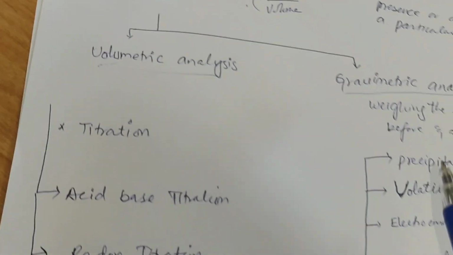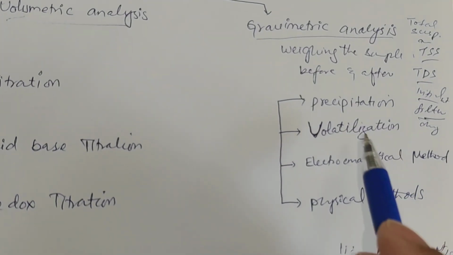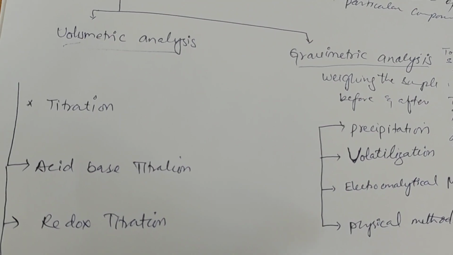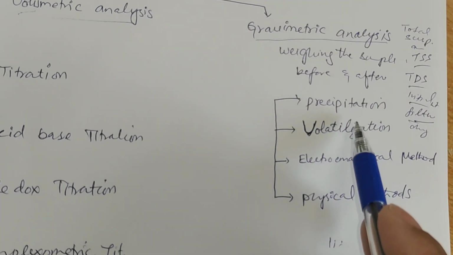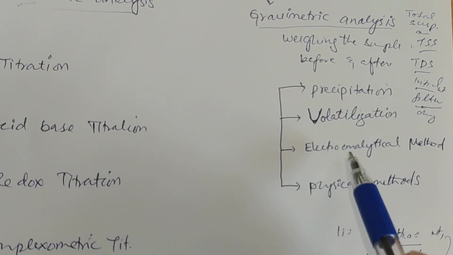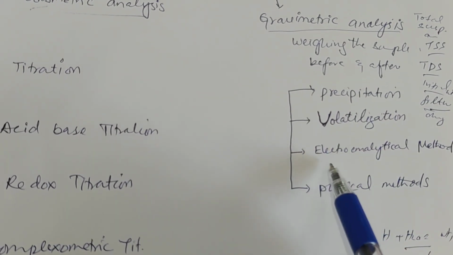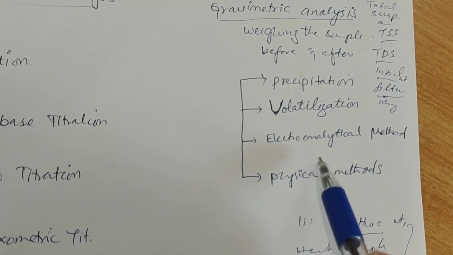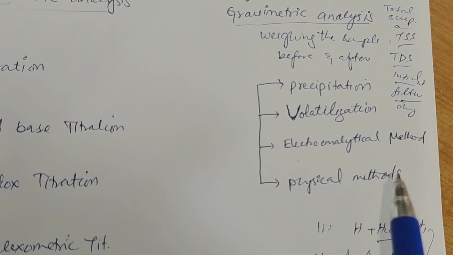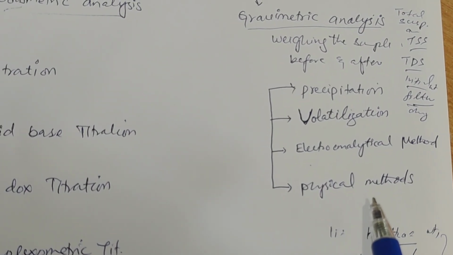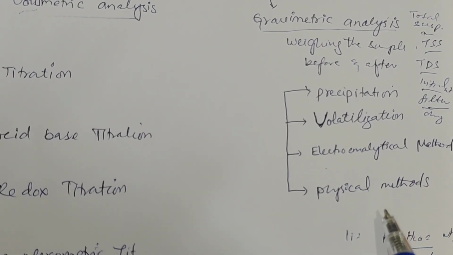Gravimetric analysis has different techniques to determine the quantity of certain components. One is the precipitation method, and the second one is the volatilization method. Third is the electroanalytical method, and fourth, there are physical methods. Several physical methods we have in our analytical chemistry.